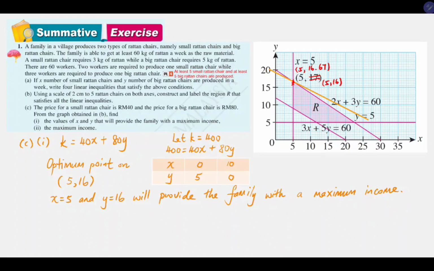Number 2, the maximum income. If you want the maximum income, we need to substitute the 5 and 16 into the objective function. So maximum income equals 40 times 5 plus 80 times 16, and we get 1480 ringgit Malaysia.